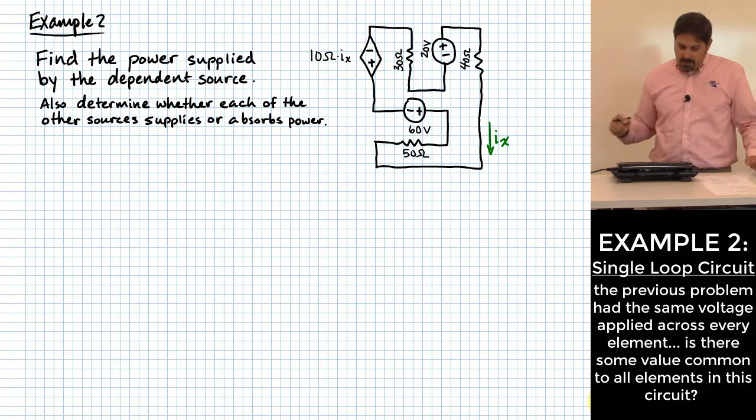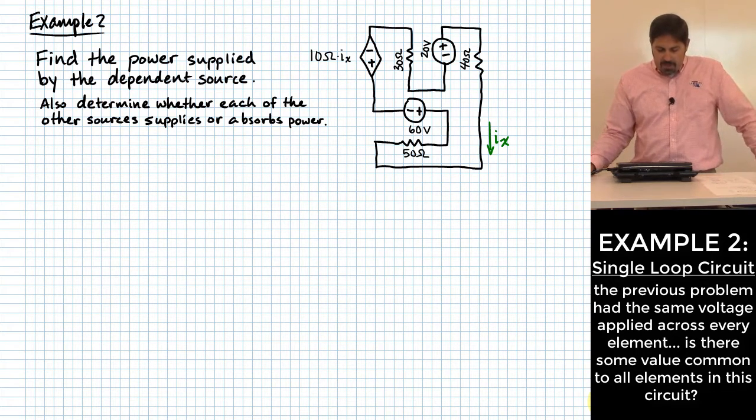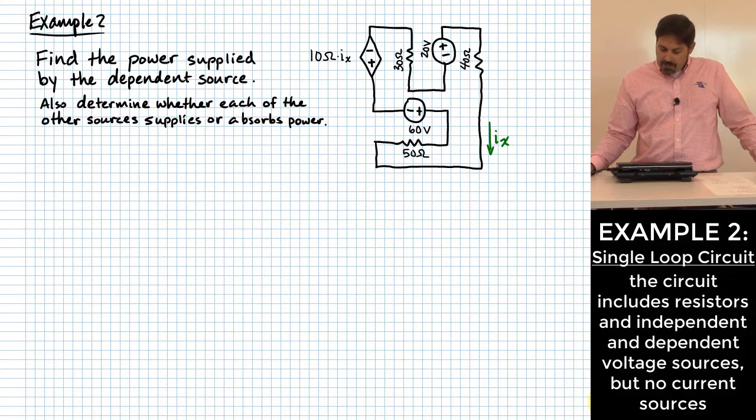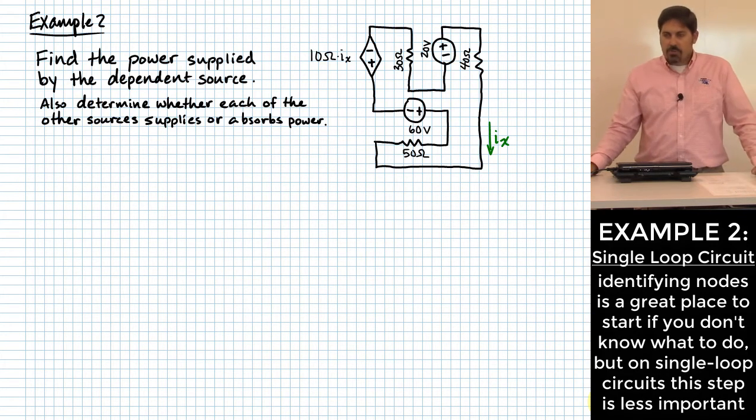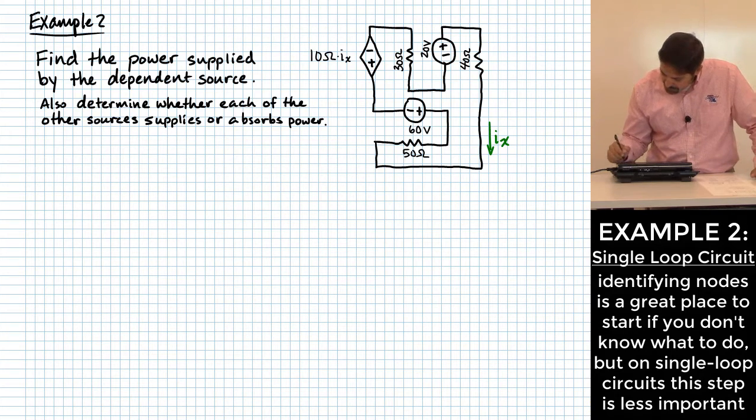This says, find the power supplied by the dependent source. Also determine whether each of the other sources supplies or absorbs power. It gives us several sources there. We've got one dependent source and two independent sources. Then we've got three resistors, it looks like: 50 ohm, 30 ohm, and 40 ohm. Where should we start? We could identify some nodes. I don't have a problem with that.